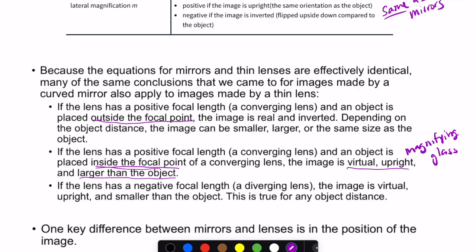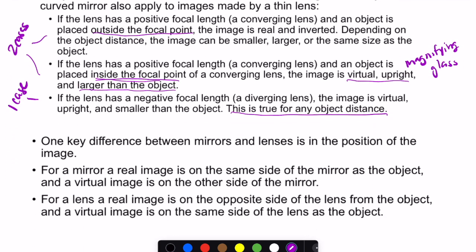So finally, for diverging lenses, the image is virtual, the image is upright, and it's always smaller than the object. And this is true for any object distance. So we've got two cases for converging lens, one case for diverging lens. Whereas for concave mirrors, we had like 5 cases, didn't we? And for diverging mirrors, we had 2.